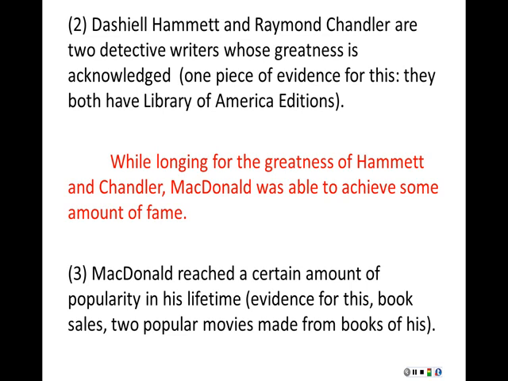You know, what we're talking about here is he did get some degree of fame, whether or not he got the maximum fame that he wanted. And again, notice we're doing the old business, Hammett and Chandler of the previous paragraph and their greatness, and then the new business, MacDonald and the certain level of fame that he has. And notice you've got a logical relationship here. It's one of degree. Hammett and Chandler have maximum, highest level fame. MacDonald has some kind of lower level fame.